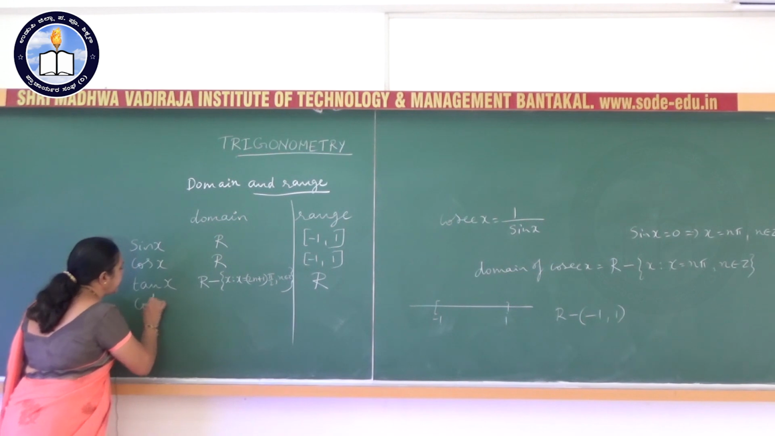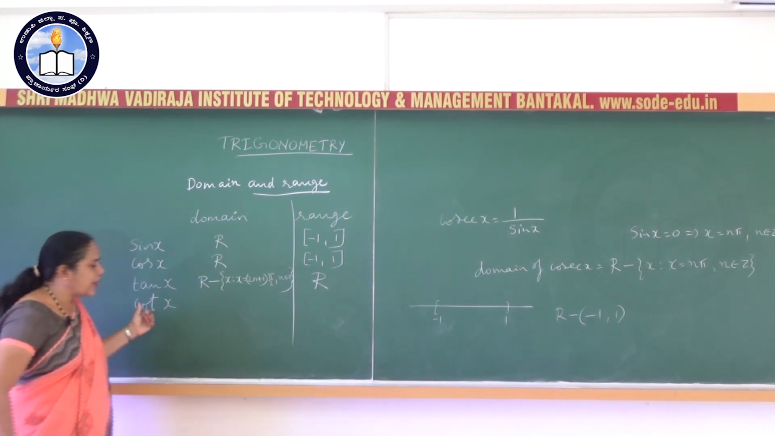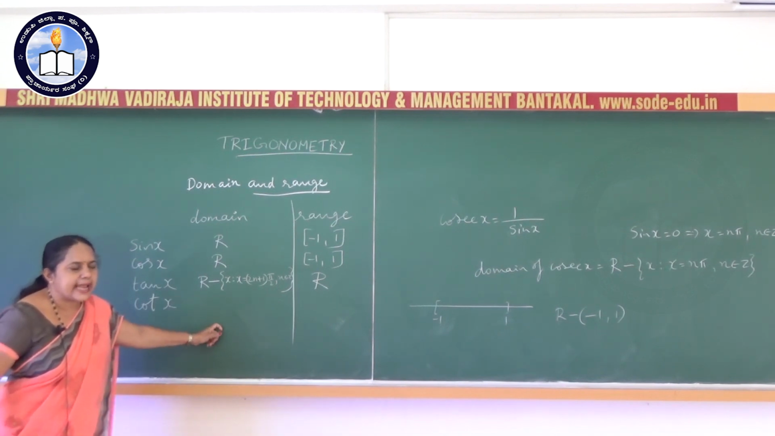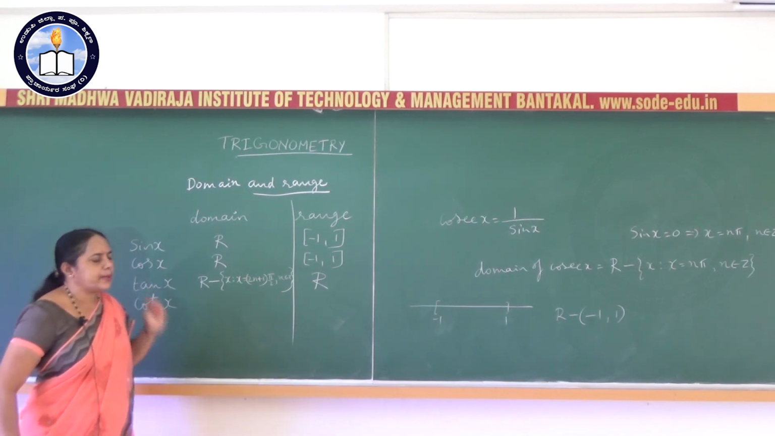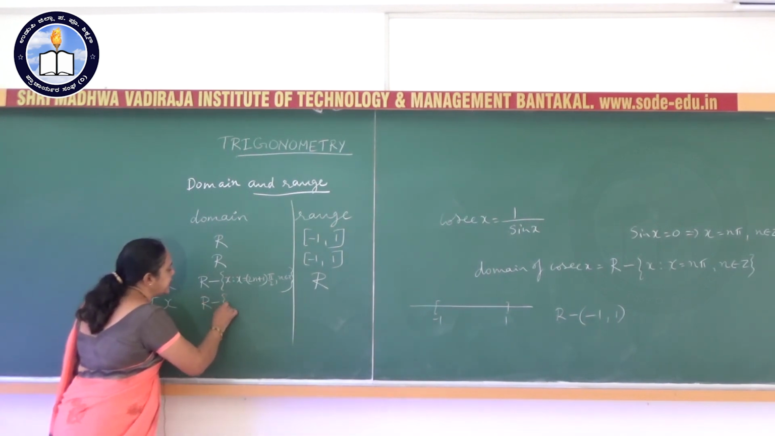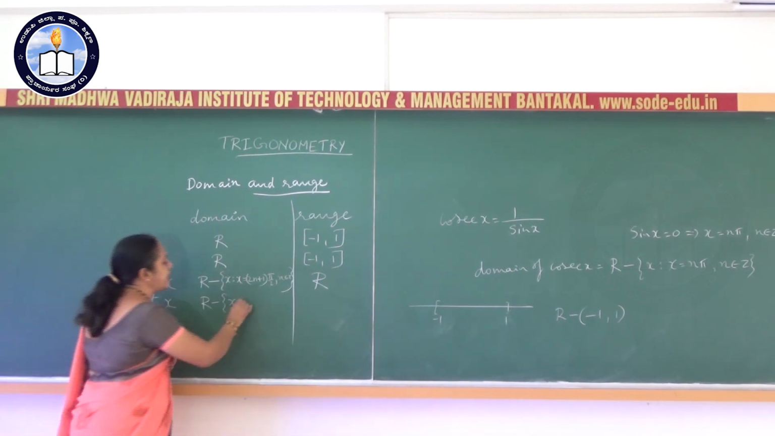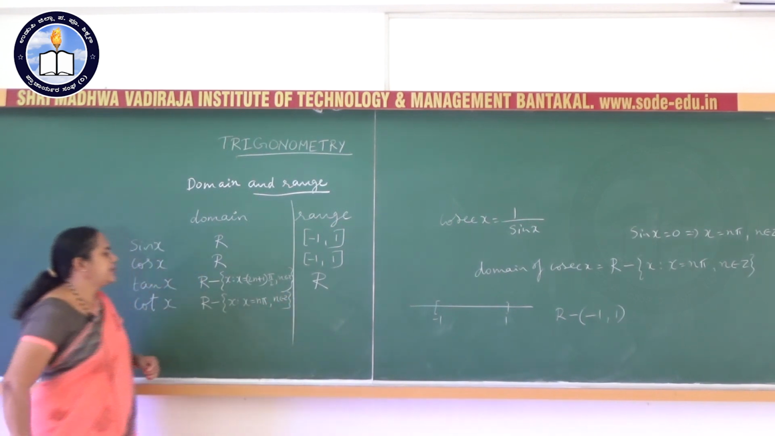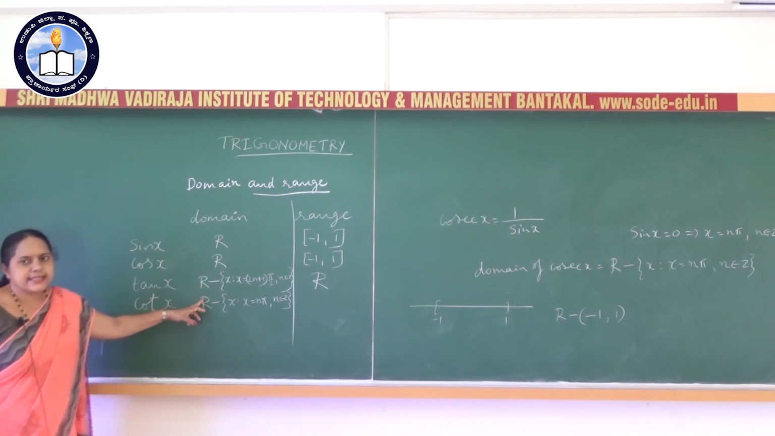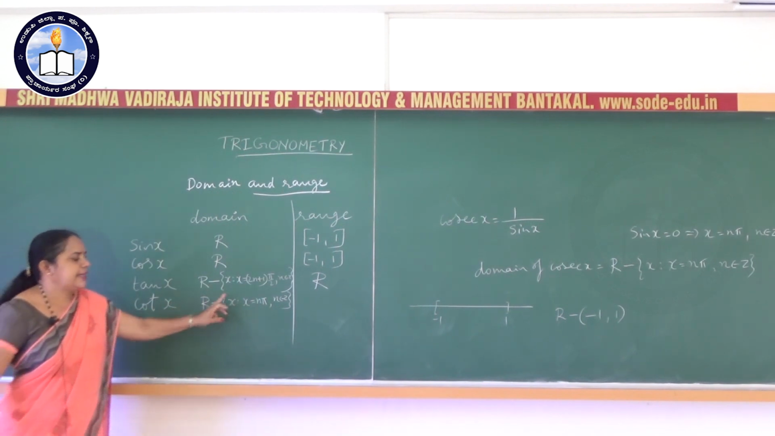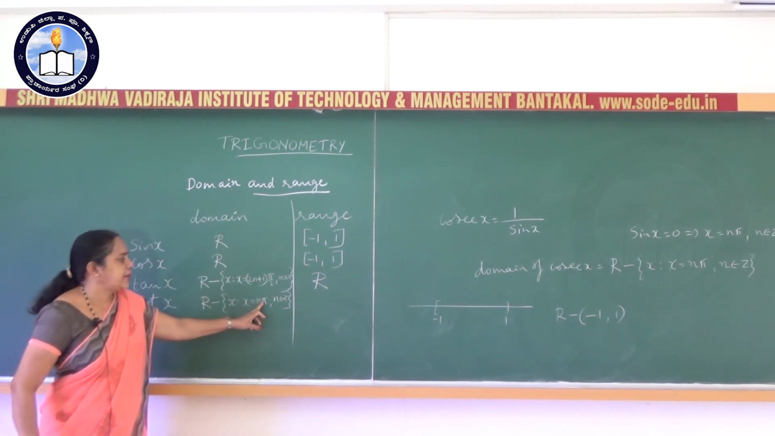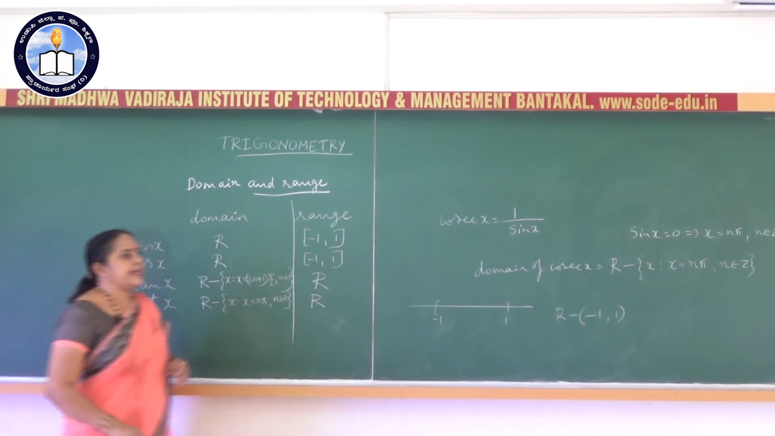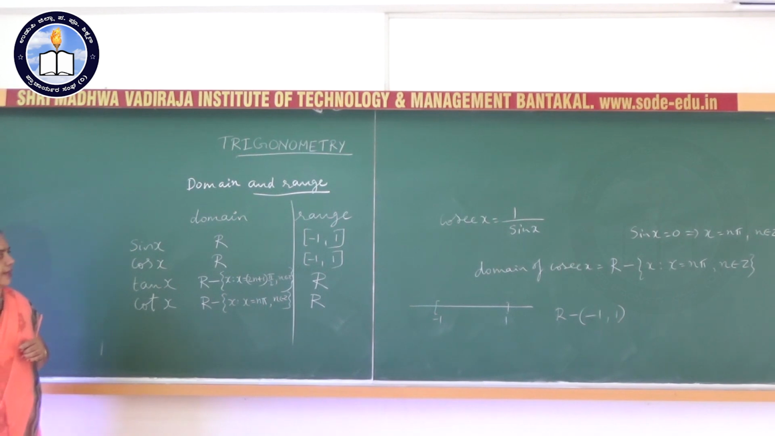What is the domain of cot x? We know cot x is equal to cos x by sine x. So cot x is defined for all x except where sine x is equal to 0. So R minus the real numbers x, such that x is equal to n pi, where n is an integer. So the domain of cot x is the set of all real numbers except the real numbers x such that x is equal to n pi, where n is an integer. And the range of cot x is R, the set of real numbers.